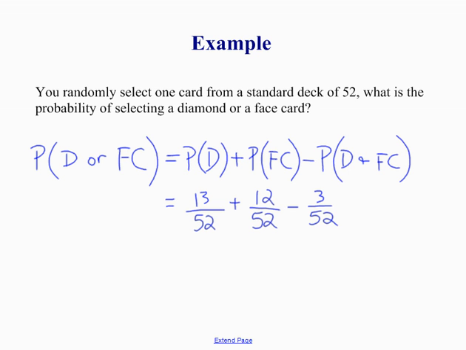All right, now we have 3 fractions. They all have a common denominator. We can come up with our probability. 13 plus 12 is 25. 25 minus 3 is 22. We have 22 over 52, which reduces to 11 over 26. So the probability of selecting a diamond or a face card on one card is 11 over 26.